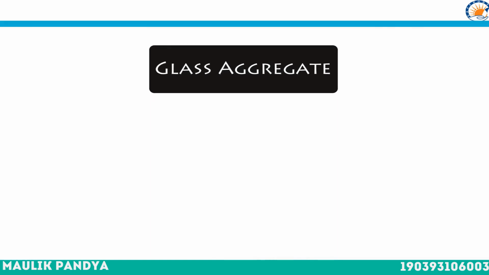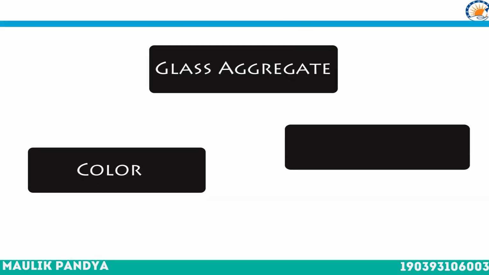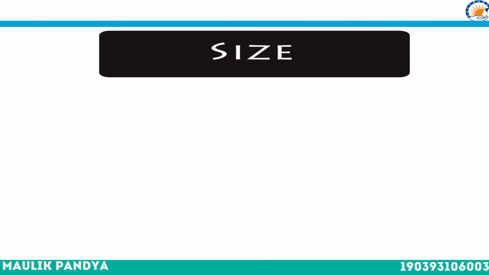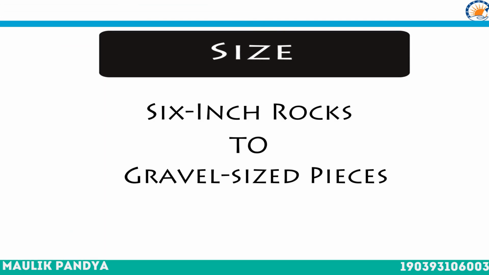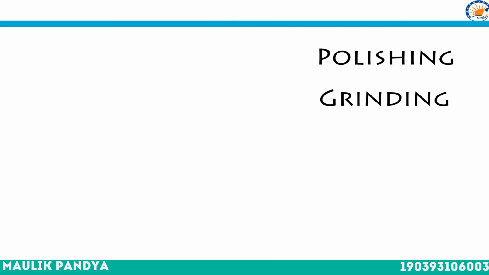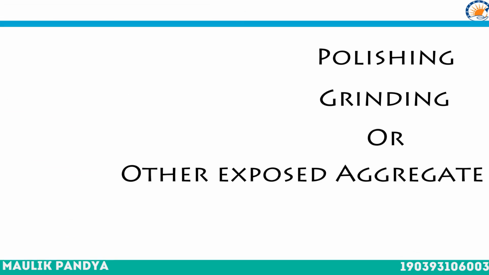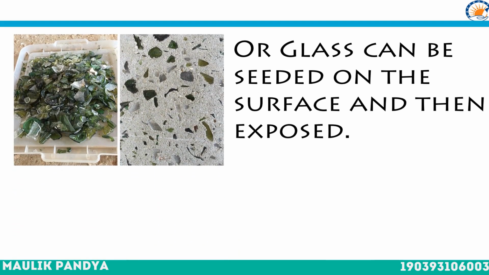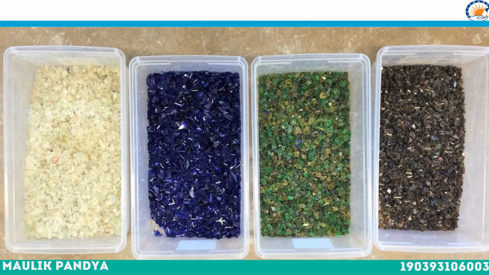Glass aggregate is typically graded by color and size. Sizes can range from 6-inch rocks to gravel-sized pieces to a fine talc-like powder. Polishing, grinding or other exposed aggregate techniques are employed to reveal the glass. Or glass can be seeded on the surface and then exposed. Colored glass can be coordinated with the matrix of integrally colored concrete.